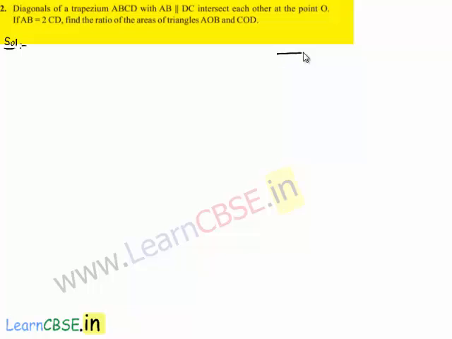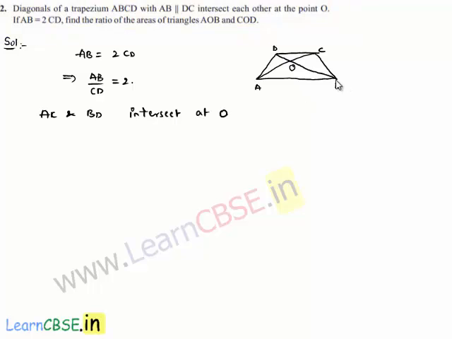He has given a trapezium ABCD with AB equal to 2 times CD, which can be written as AB by CD is equal to 2. Now he also says that BD and AC are the diagonals which intersect at O. So as he asks for the areas of triangles AOB and COD, let us find them.